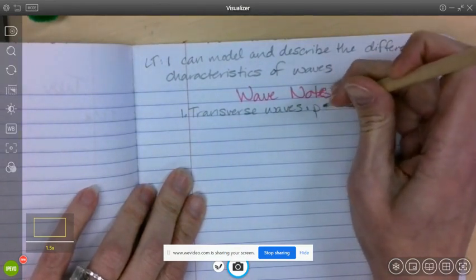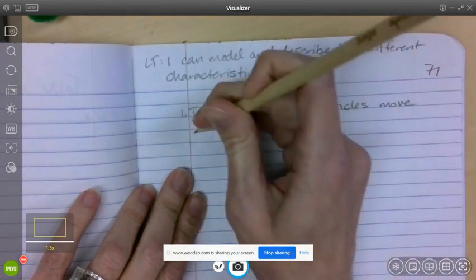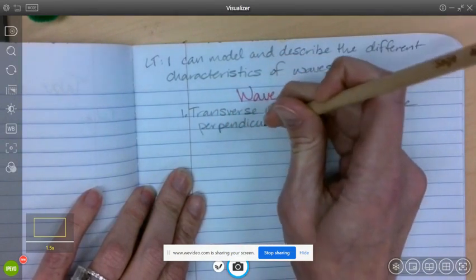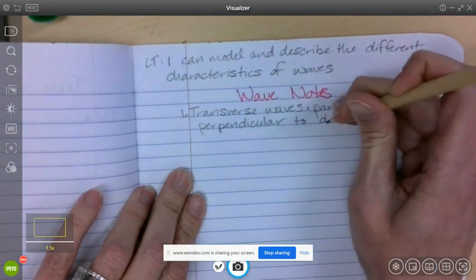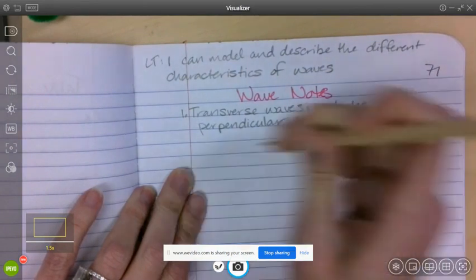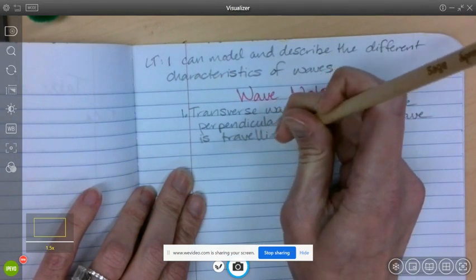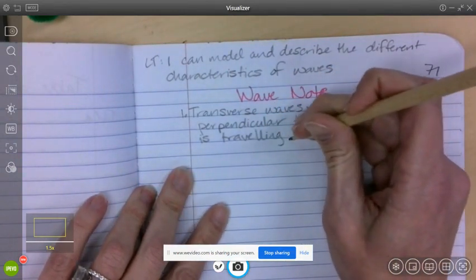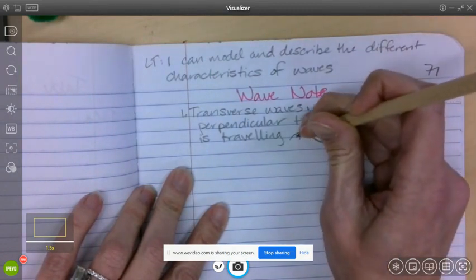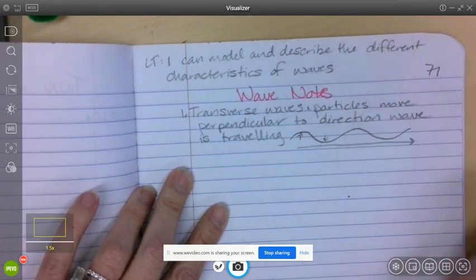Okay, so particles move perpendicular. Okay, so a transverse wave is like this. So each particle is moving up or down as the wave moves left to right.